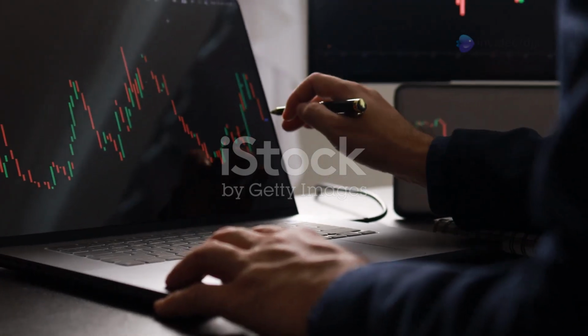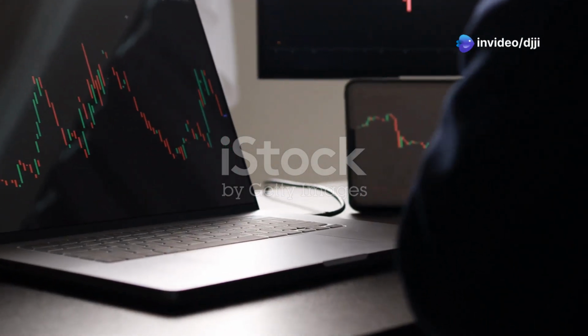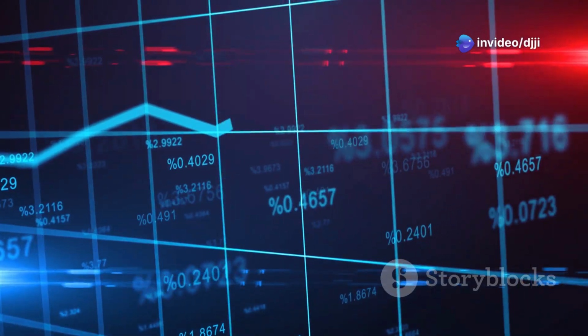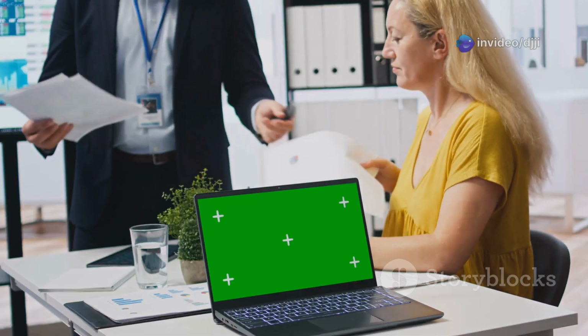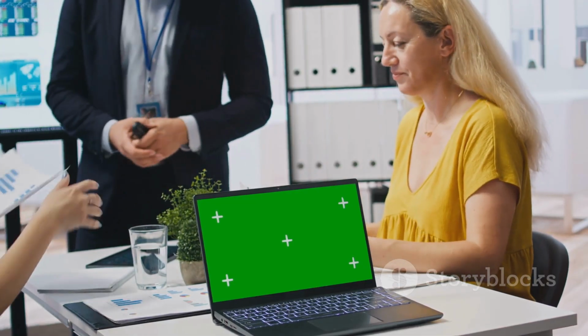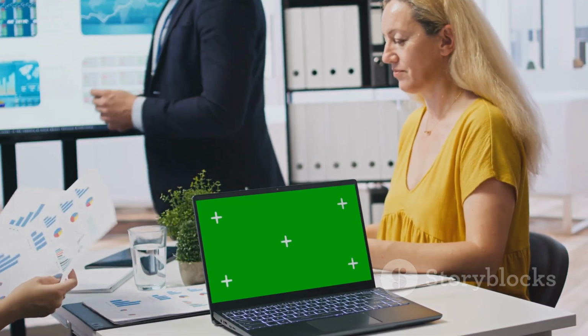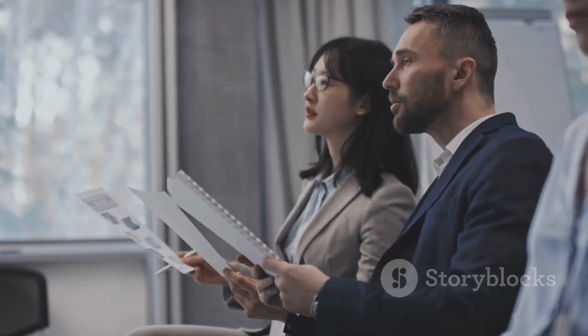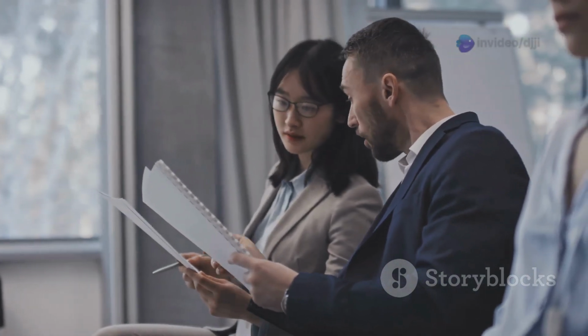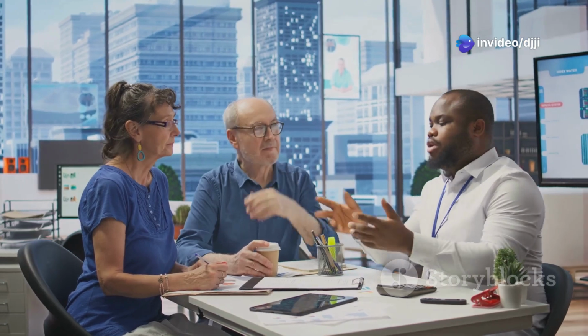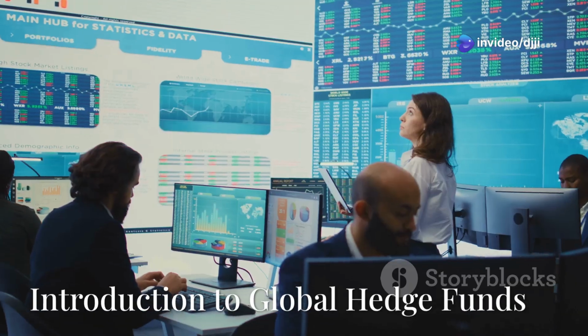In essence, hedge funds are for investors who can handle higher risks and are seeking potentially higher returns, while mutual funds are a more suitable option for those seeking a diversified and less risky investment. Hedge funds are for sophisticated high net worth individuals, while mutual funds are open to a broader range of investors.